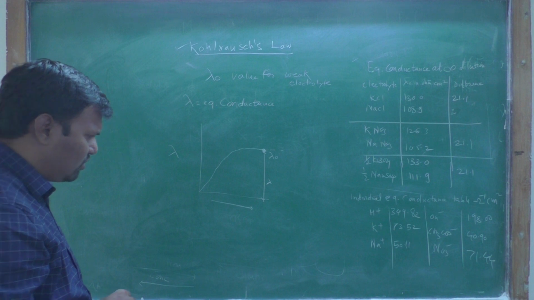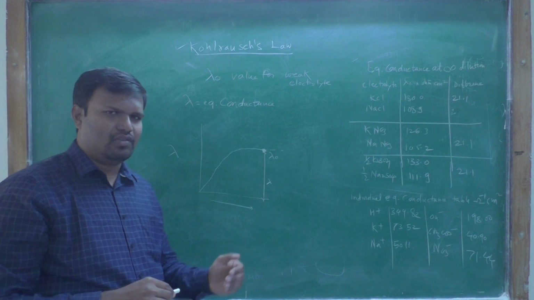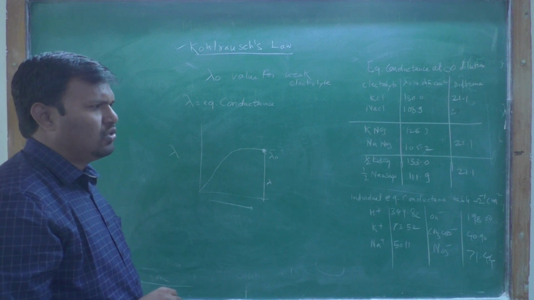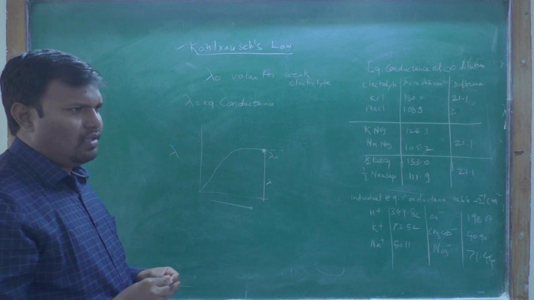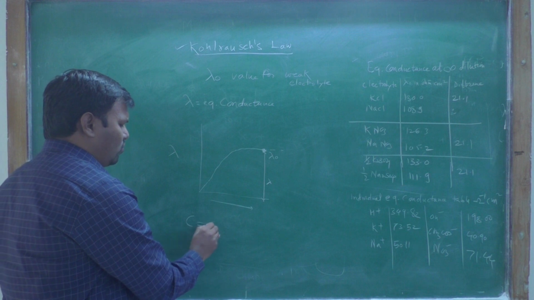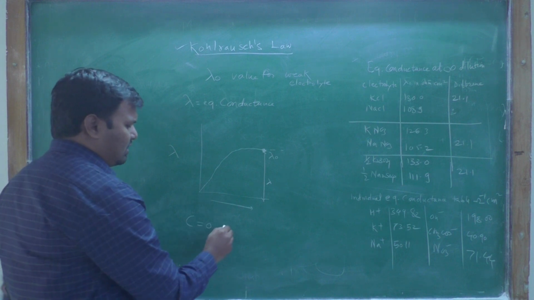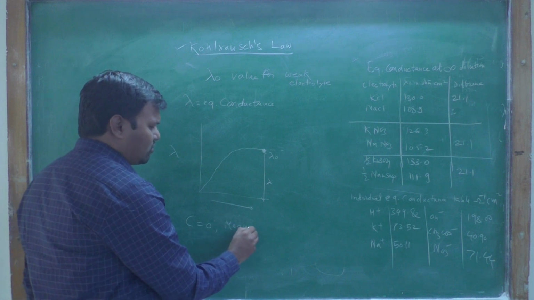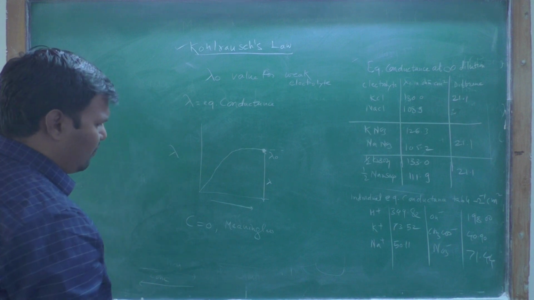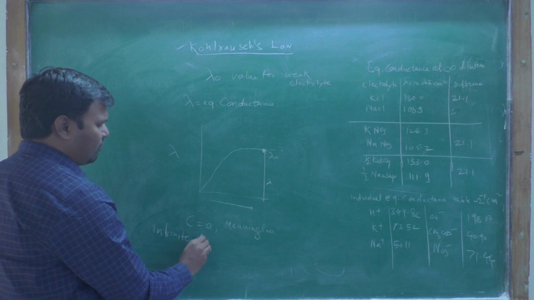Infinite dilute solution means a very dilute, highly dilute solution where the concentration is very low. But we do not take C equal to 0, because then no electrolyte is there and that concentration is meaningless. What is the meaning of infinite dilution? Infinite dilution does not mean C is equal to 0.